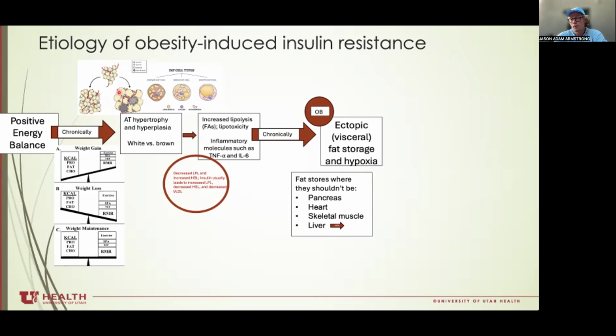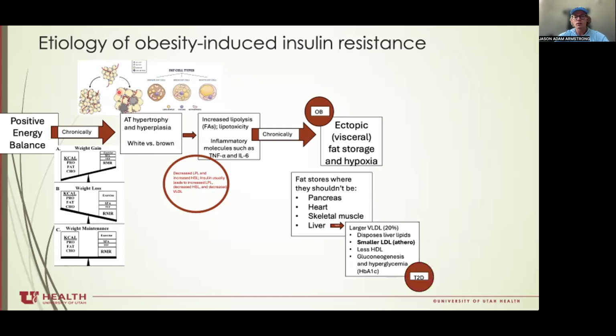So generally, we want fat to just lie right underneath our skin, and that's our subcutaneous fat, right? Visceral fat in places it shouldn't be are in places like the pancreas, the heart, skeletal muscle, and the liver. So we're going to focus mainly on the liver. And what happens in the liver is not crazy dissimilar from what happens in skeletal muscle tissue.